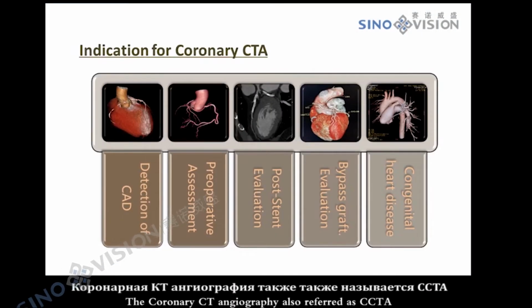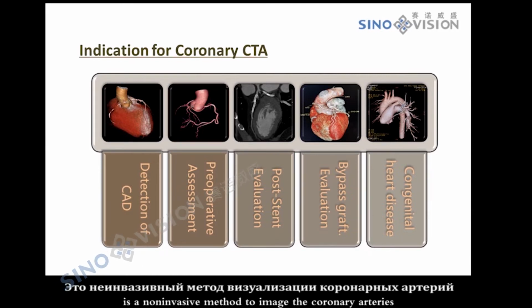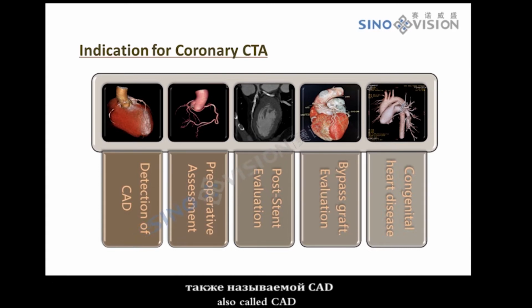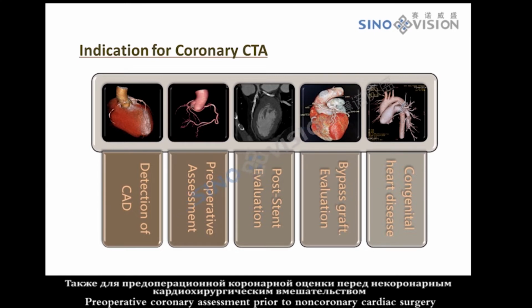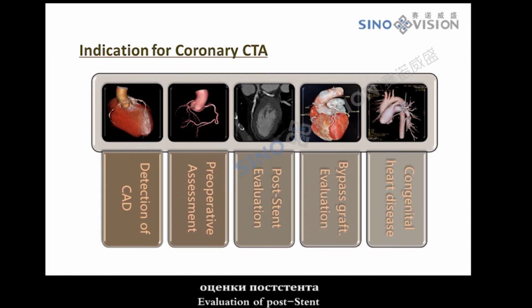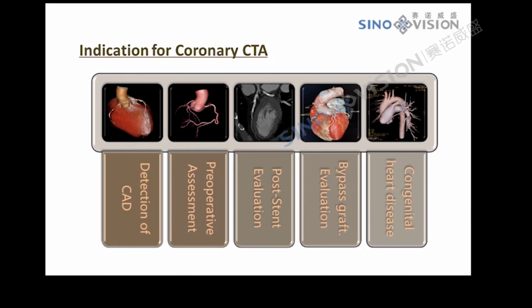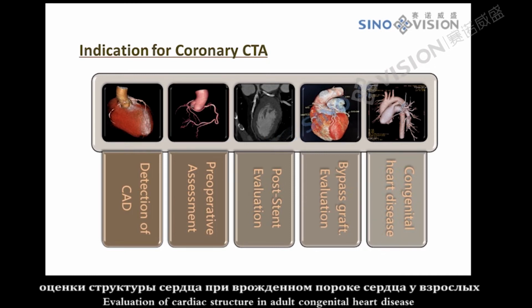The coronary CT angiography, also referred to as CCTA, is a non-invasive method to image the coronary arteries. The CCTA is used for diagnosis of coronary artery disease, also called CAD, preoperative coronary assessment prior to non-coronary cardiac surgery, evaluation of post-stent, evaluation of coronary bypass graft patency, and evaluation of cardiac structure in adult congenital heart disease.